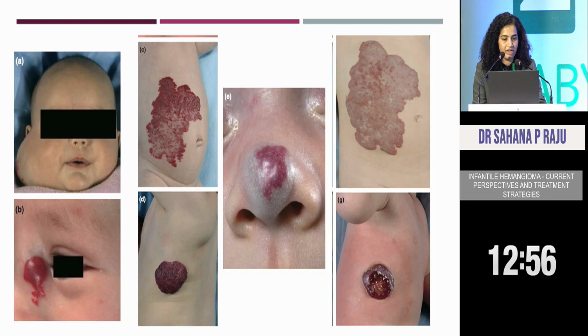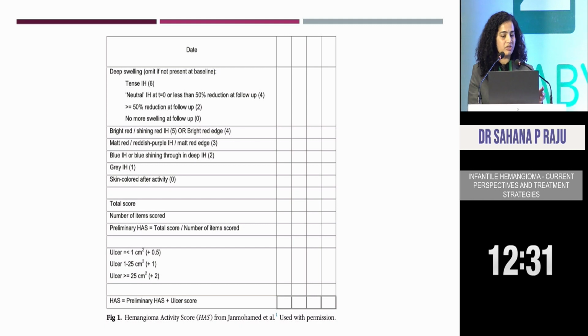So I'll just show you a few images where all of them are infantile hemangiomas and they're all scored according to the scoring system. So this is a tense deep swelling and this is a shiny red hemangioma. This is hemangioma with a bright red edge. So this is a deep purple. This is blue shining. This is a gray hemangioma and this is an ulcer in a hemangioma. Again, it's not routinely used in clinical practice. We use this scorecard to monitor the effects of oral propranolol.